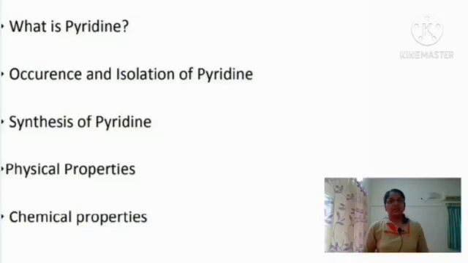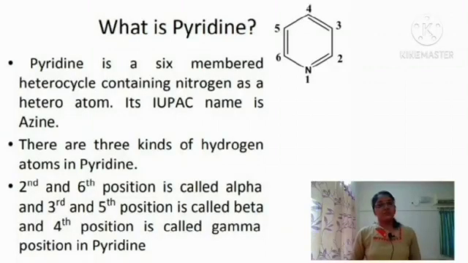In this session, I am going to discuss a six-membered heterocycle, that is pyridine. In this session, I mainly include what pyridine is, where it occurs, how it is isolated, what the methods of synthesis of pyridine are, and lastly I am discussing the physical and chemical properties of pyridine. So coming to the first topic, that is what is pyridine.